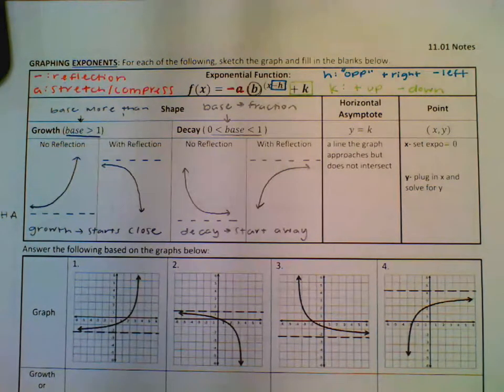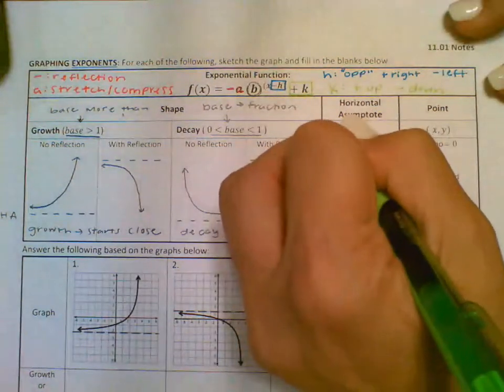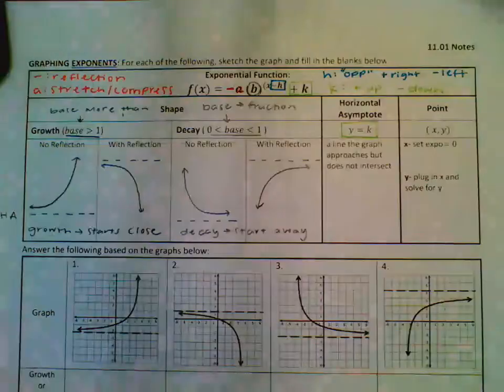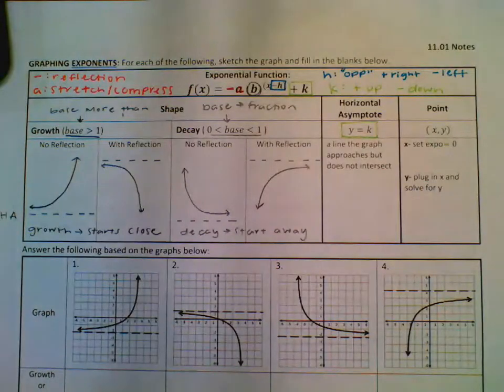All right, now we're going to talk about the asymptote. So for the horizontal asymptote is y equals k. Y equals k. And the horizontal asymptote is a line that the graph approaches but does not intersect.